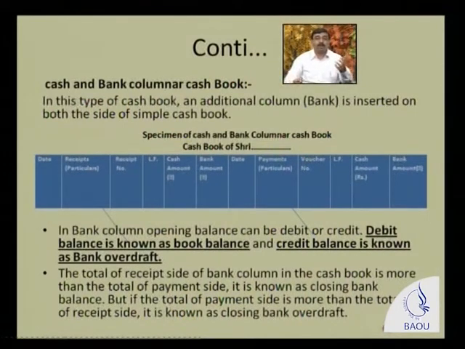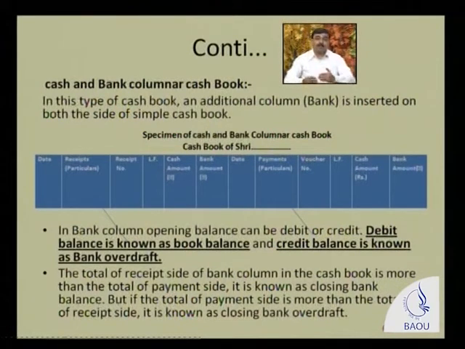In the bank column, you may see a debit or a credit balance, because the company or businessman may have an opening bank balance as well as a bank overdraft. So in the bank column, the opening balance may be debit as well as credit, but in the cash column, there is always only an opening balance, and it is always recorded on the receipt side. As mentioned in the chart, the debit balance is known as the bank balance and the credit balance is known as a bank overdraft.